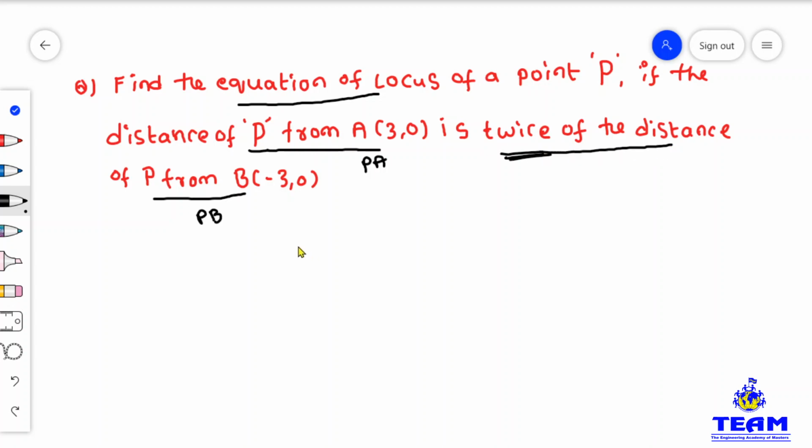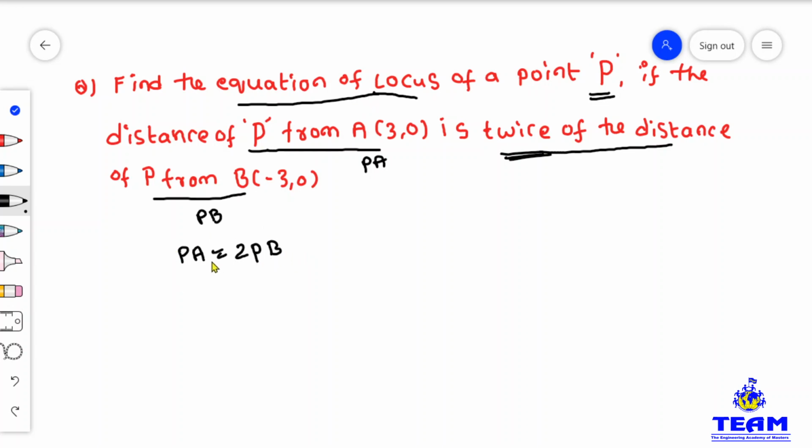What is meant by locus? Locus is nothing but a moving path. When the path is moving, we will get one equation. So we have to find the equation of the locus of a point P in the xy plane with the geometrical condition PA is equal to twice the distance of P from B, that is, 2 times PB. This is the geometrical condition, and from it we will get the equation of the locus.